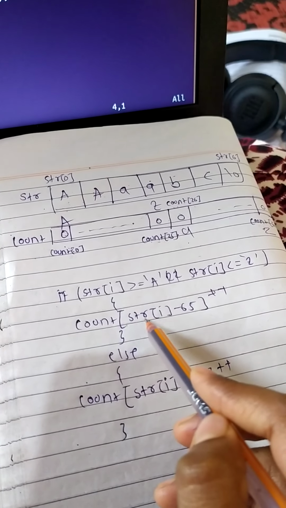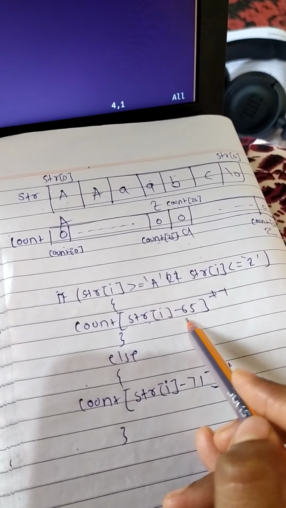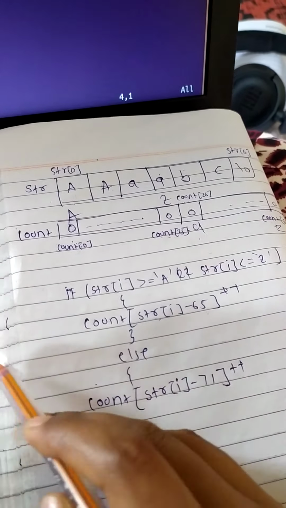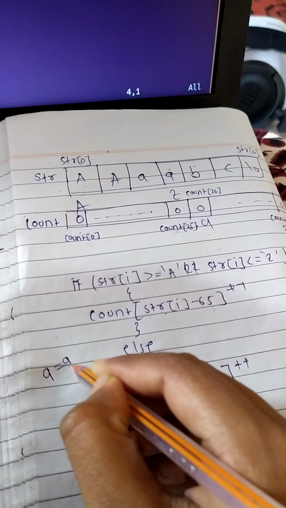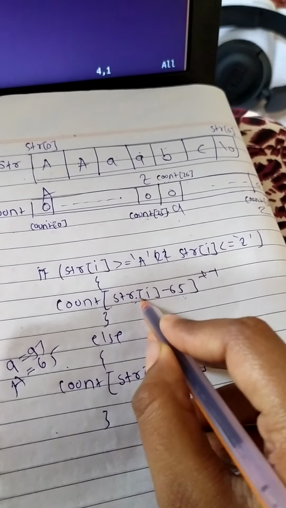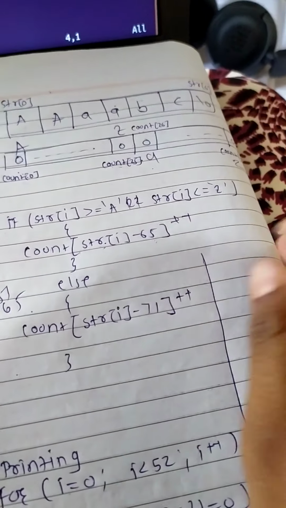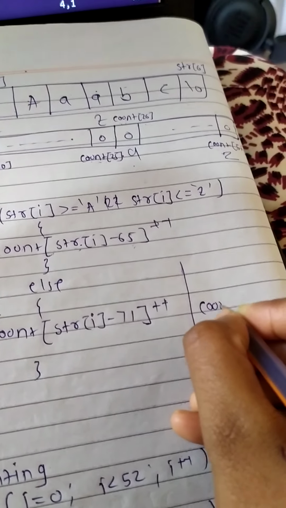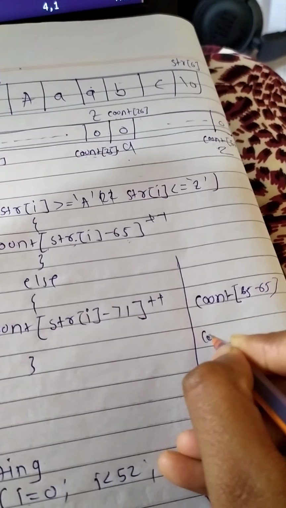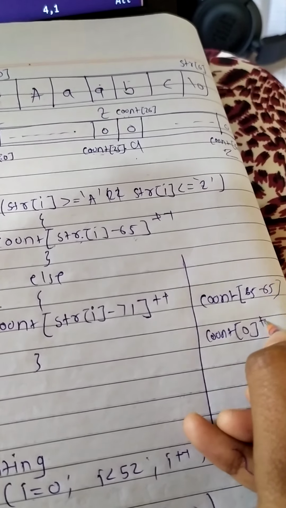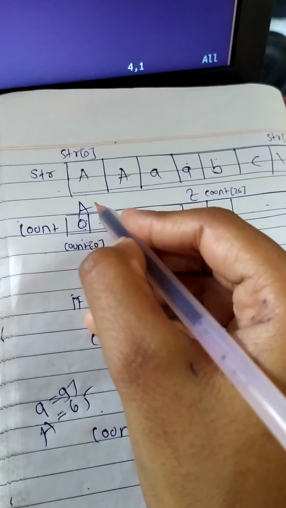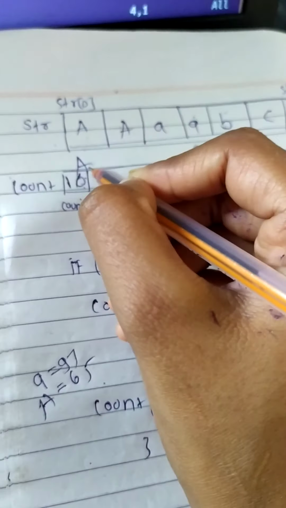This statement is count of str of i minus 65. We know the ASCII value of capital alphabet A is 65, and small a is 97. So 65 minus 65, what? 0. See, count of 65 minus 65 means count of 0 plus plus. Initially I kept the value 0. So 0 plus plus, what? It becomes 1. So 1.